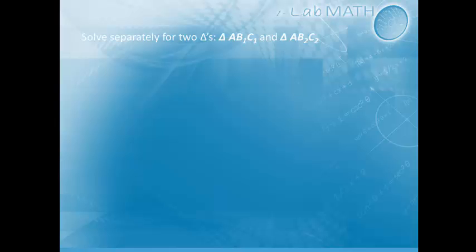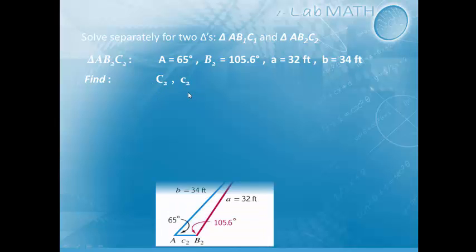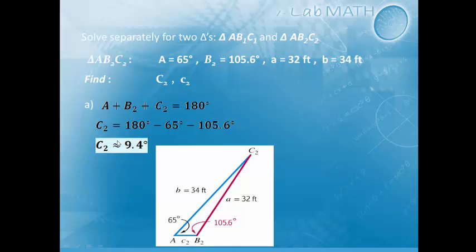How about the other triangle? We're now using B sub 2, which is 105.6 degrees. So we can look for angle C sub 2 and side C sub 2. There is the triangle. Again, using the theorem that the three internal angles in a triangle add up to 180, C sub 2 is 9.4 degrees.